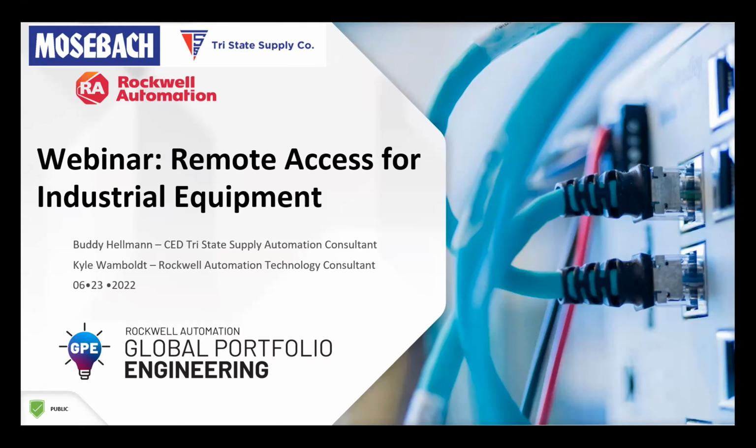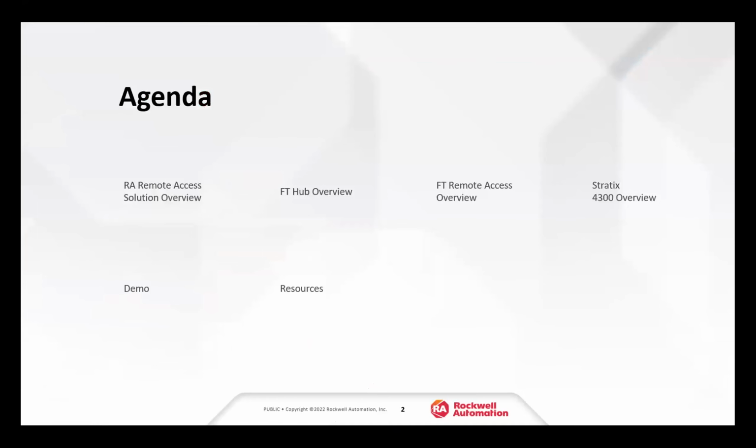This is gonna be a presentation and a demo of the remote access that is offered by Rockwell Automation. Some of the topics that we're gonna be covering: we'll go over the Rockwell remote access solution overview. We'll also talk about FactoryTalk Hub, which is more of a platform for a cloud-based service. We'll talk a little bit about that. We'll have FactoryTalk Access, an overview, which is the software that you use to do the remote access. And then we'll also go over the Stratix 4300, and then we'll do a demo as well.